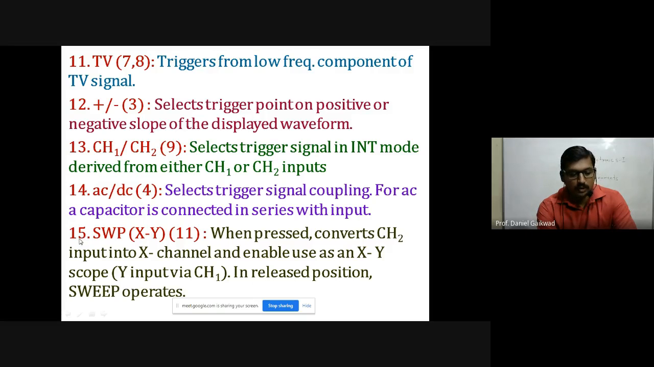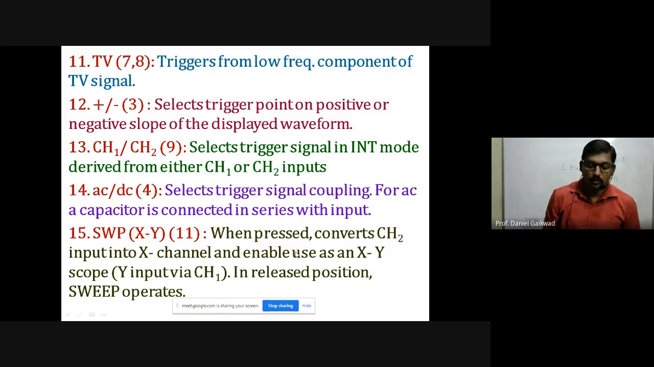Okay, next 15, SWP, that is XY, and that is number 11. Now check carefully. SWP, so when the number 11 key is pressed, it converts channel 2 input to X channel and enables use as an XY scope, with Y input via channel 1. In the release position, the sweep operates. Now check carefully, one of the important parts.